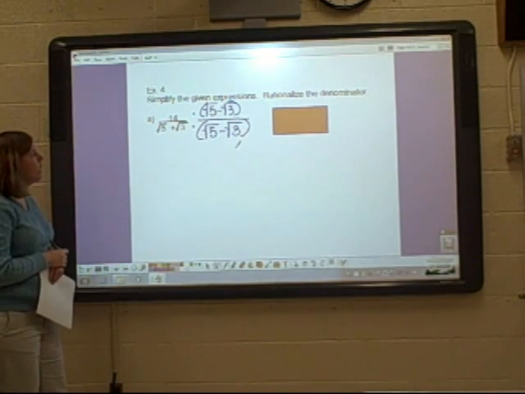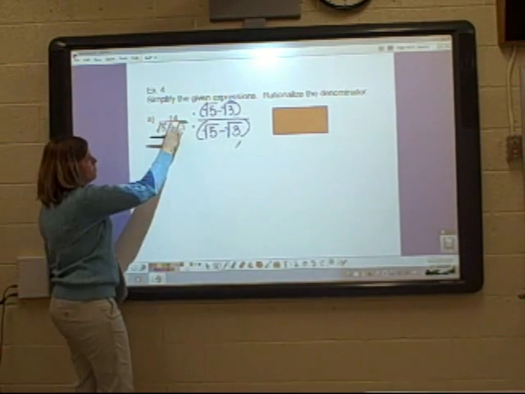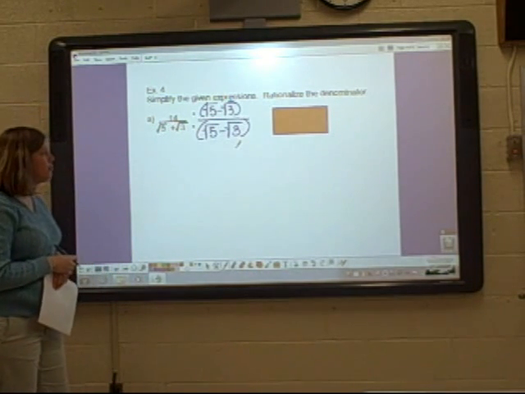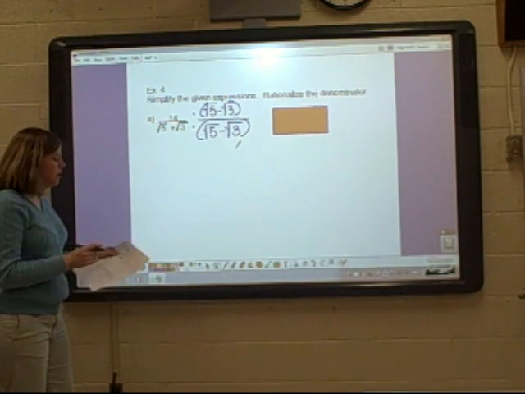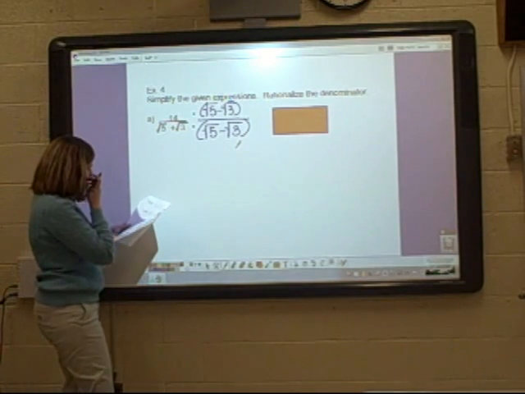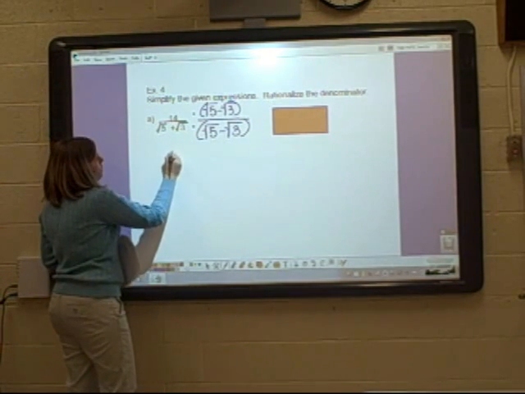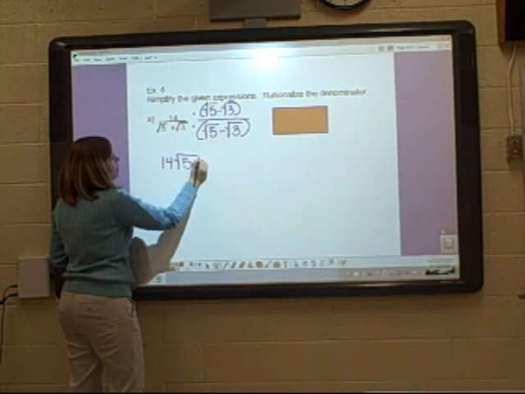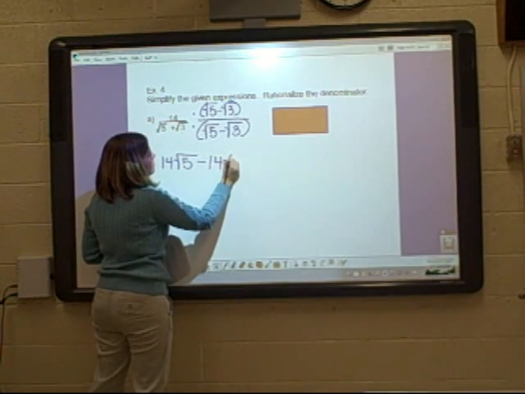Okay, on the top, we've got 14 times parentheses square root 5 minus square root 3. So if we go through and multiply that out, we've got 14 times the square root of 5 minus 14 times the square root of 3.